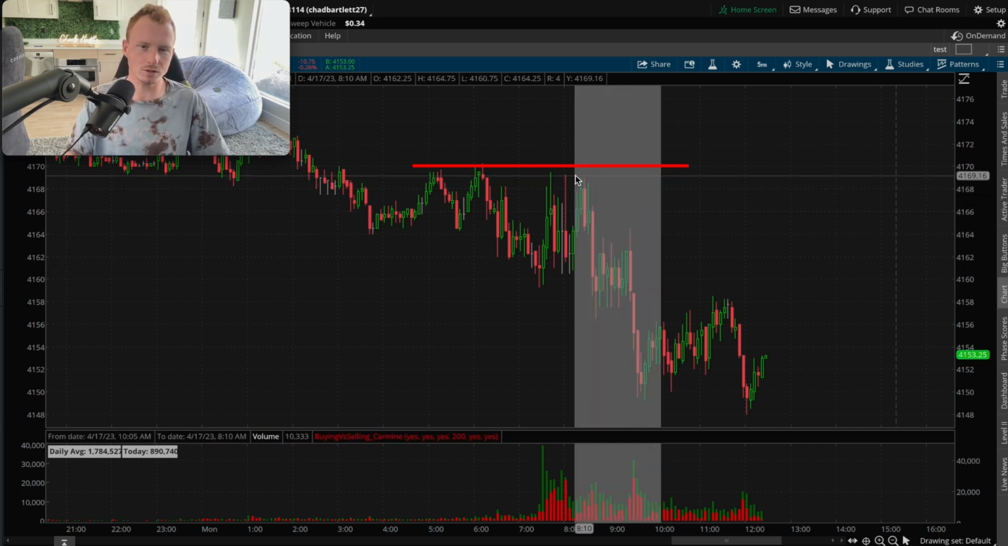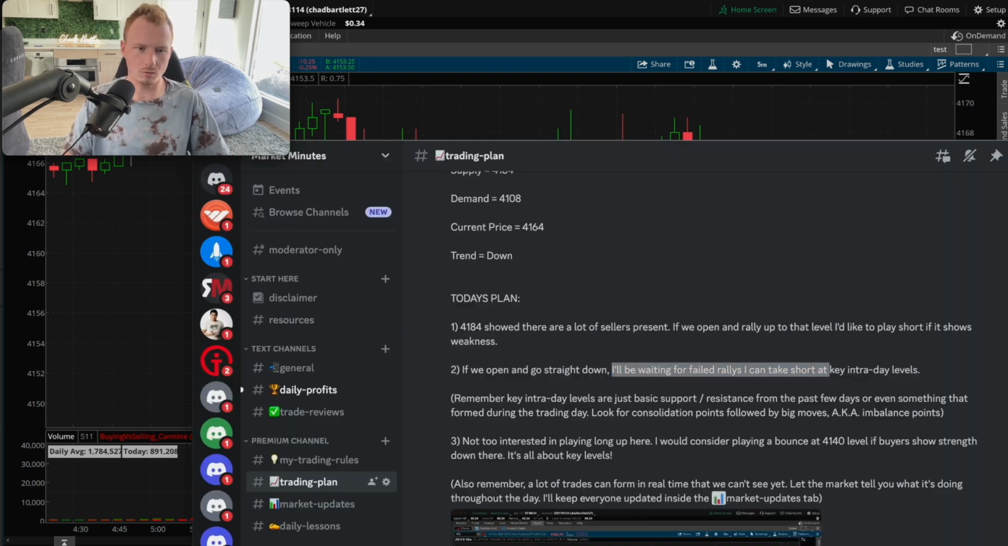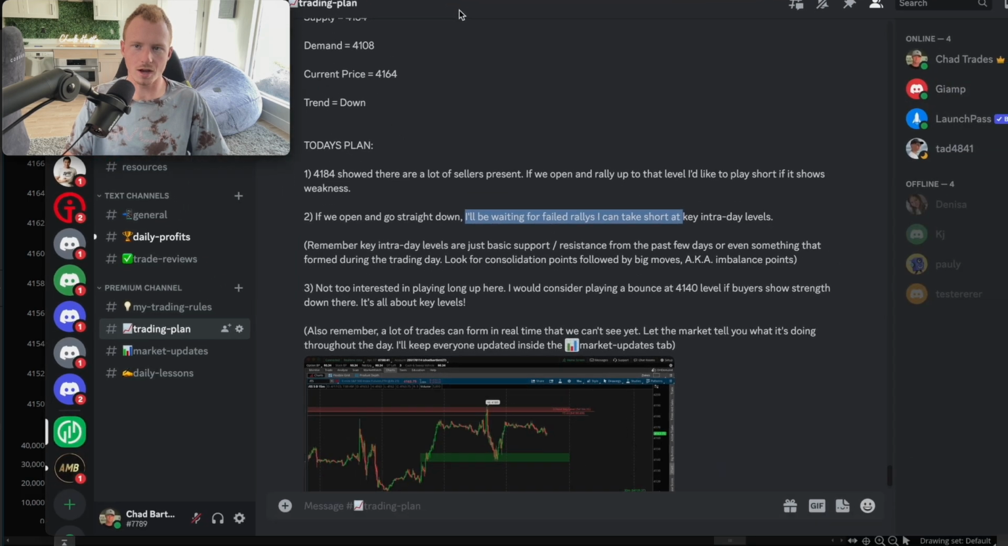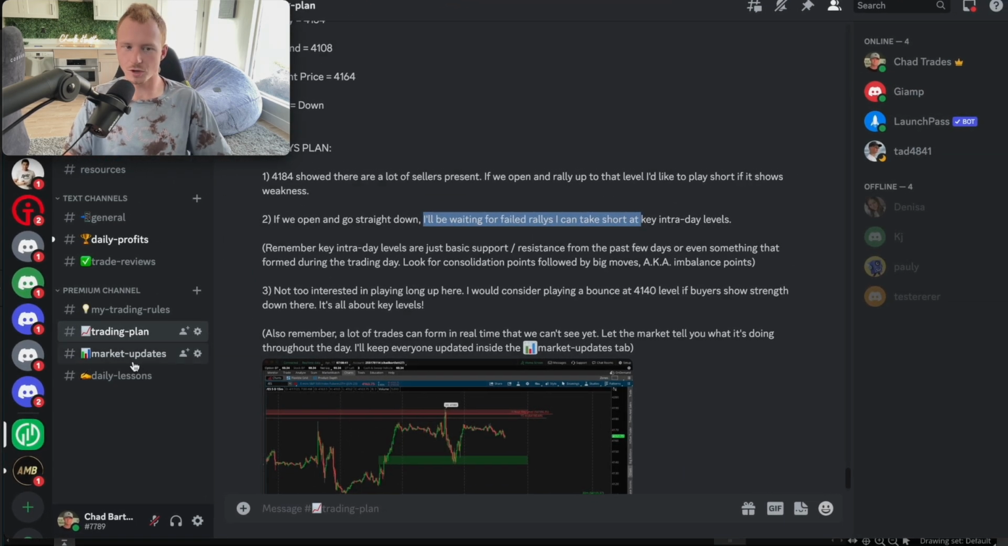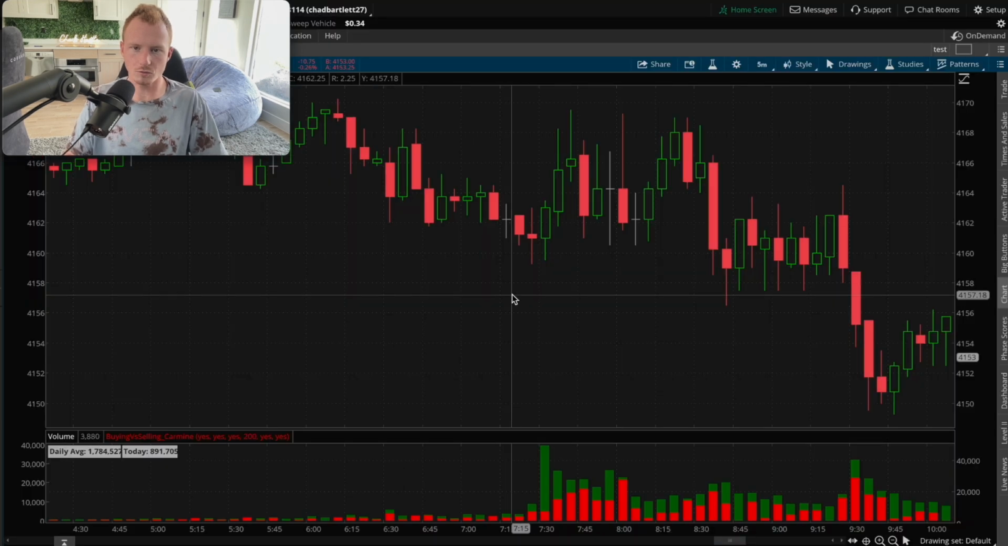So at this point, I was waiting for another pop back up into this key level, because it obviously showed that anytime we moved up into this zone, this 4169, sellers were present and price wicked down. So what I did was I alerted our members inside our Discord. If you go into our market updates tab, we can see today at 7:52 I said pretty sloppy price action, no trades for me yet. And then, around 30 minutes into the market open at 8:01, I said trying short up here, stop just above 4172.